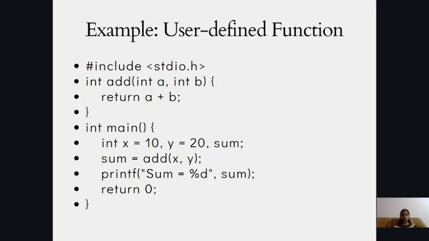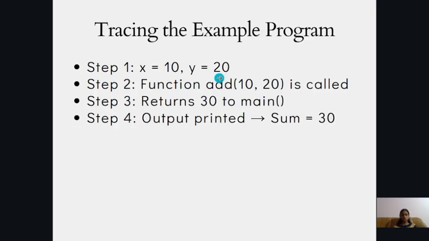Now let's trace the program step by step. The variables x and y are initialized to 10 and 20. The function add is called with 10 and 20. Inside the function, the sum is calculated as 30. The value is returned to main and printed as sum is equal to 30. So the output we get in this program will be: sum is equal to 30.